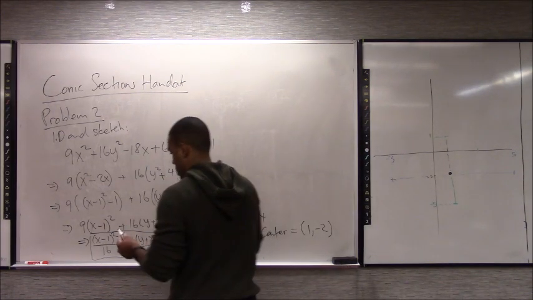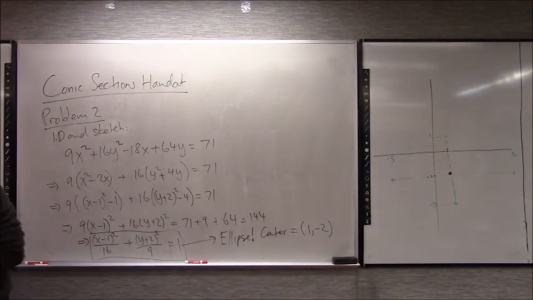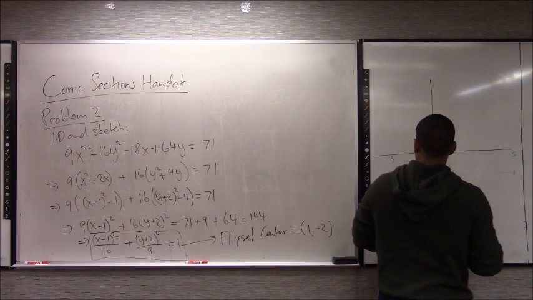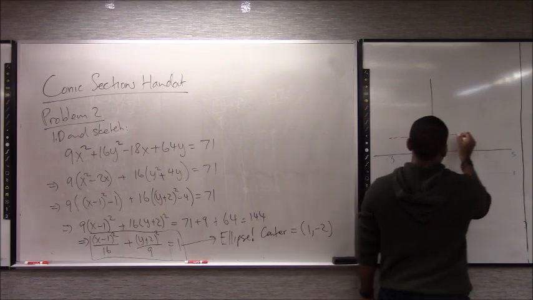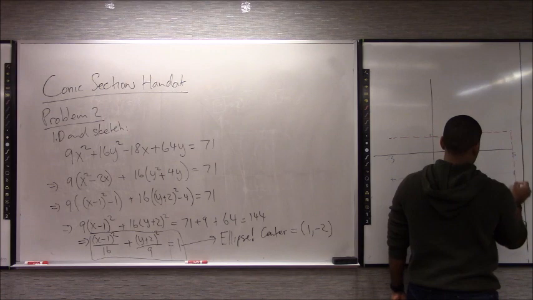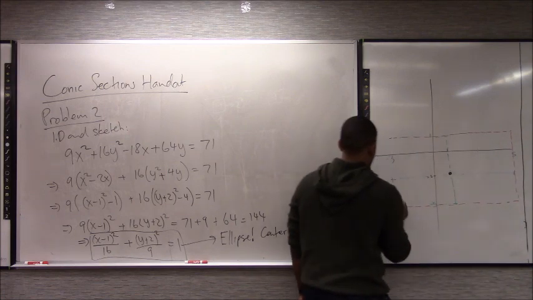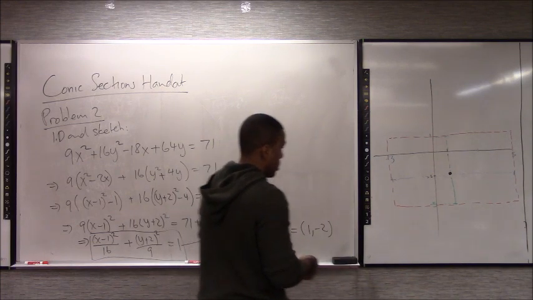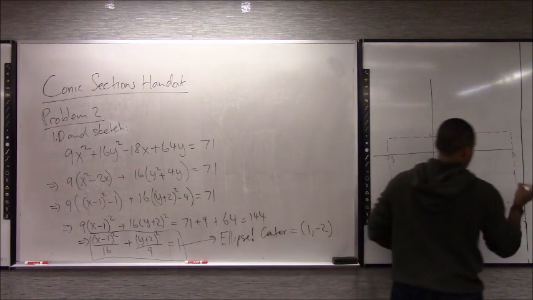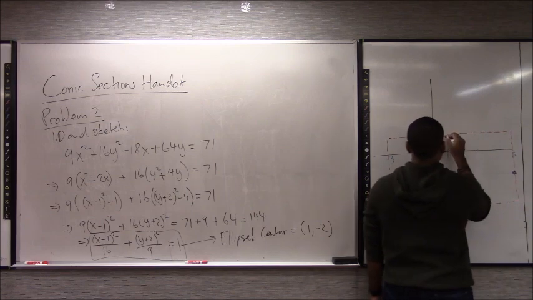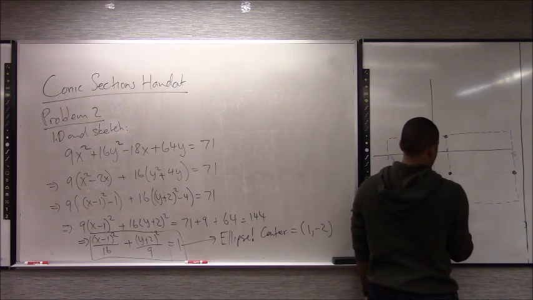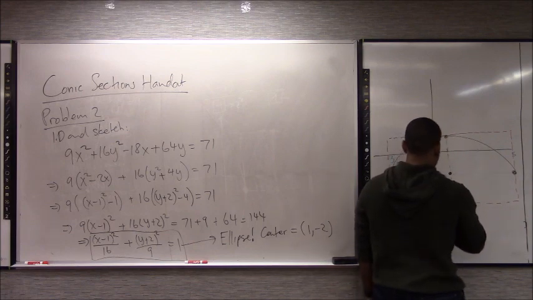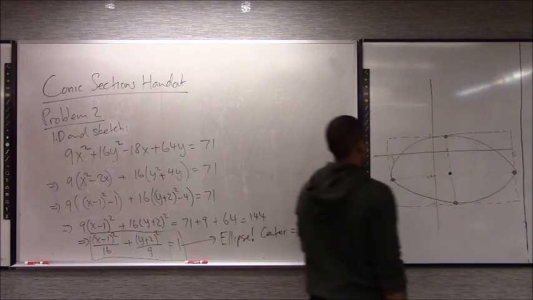Then I would be able to create that box. Our ellipse just lives inside of that box. So it's here, here, here, and here. Something like that.